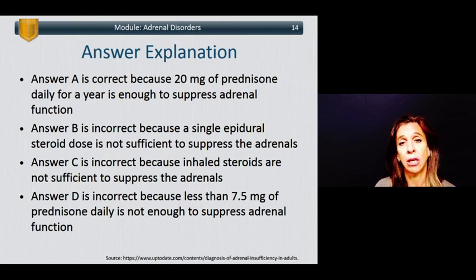And answer D is incorrect because anything less than 7.5 milligrams of prednisone daily is typically not enough to suppress adrenal function either.